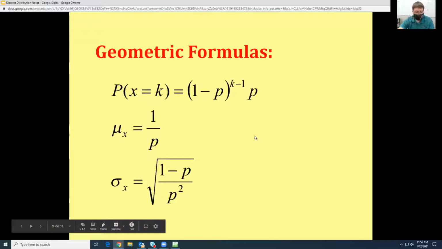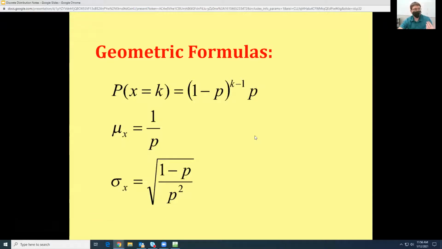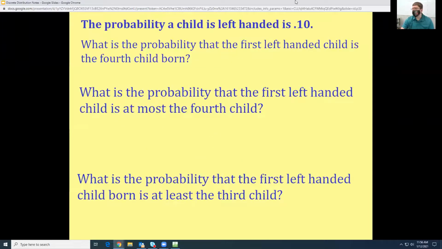So I do the one that matches your notes, because that's the one you get on the formula chart for your tests and quizzes and AP exams. But this one's not bad. I think this is the older version of the same formula. Okay, so let's practice doing these by hand first.